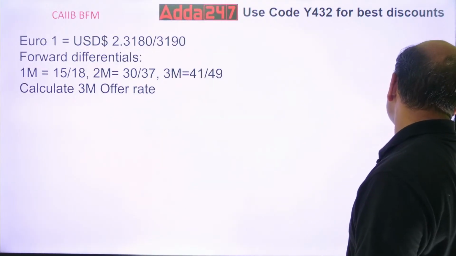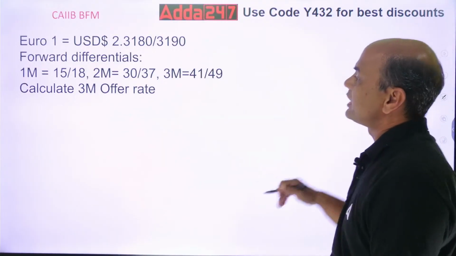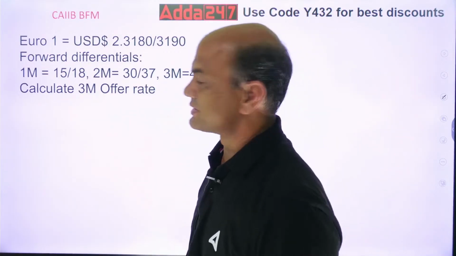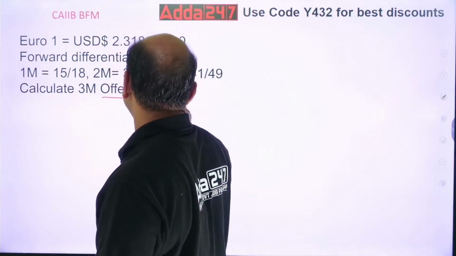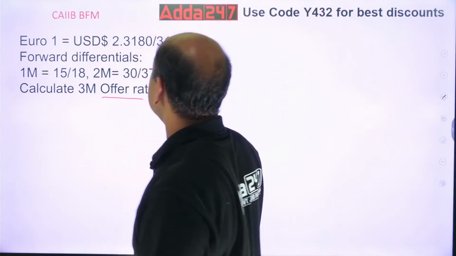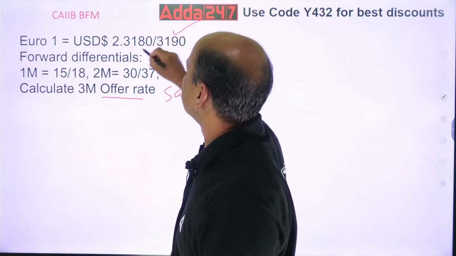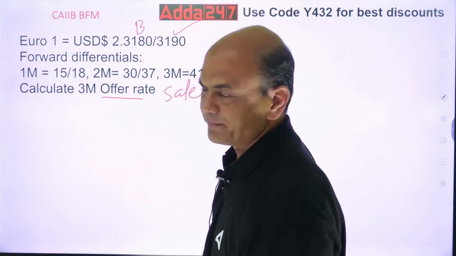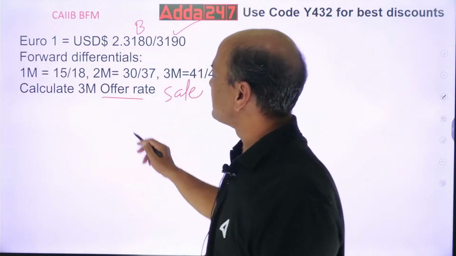Kindly note, offer rate means buy offer, bid offer. Offer means sale, and sale is always on the right side. This is always sale, this is always buy. Purchase, bid or buy. So you want the 3 month offer rate.